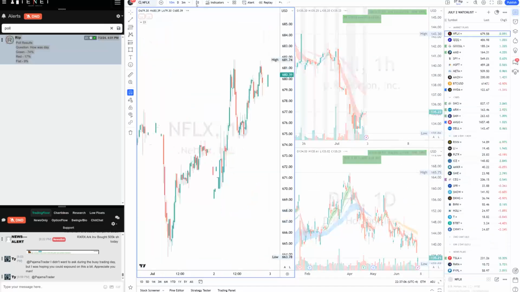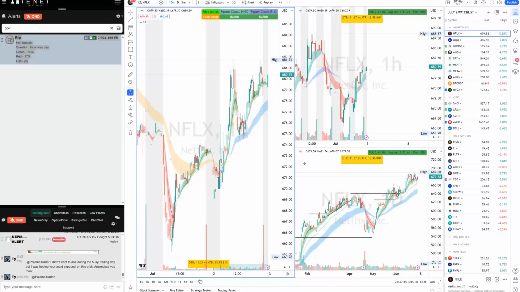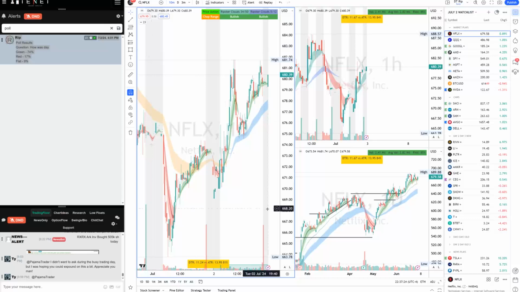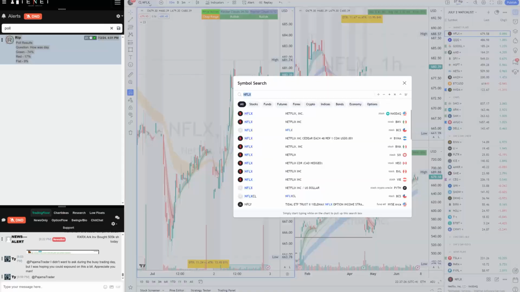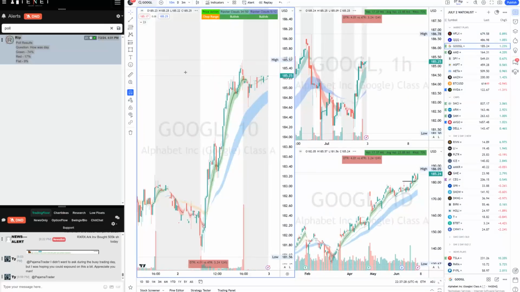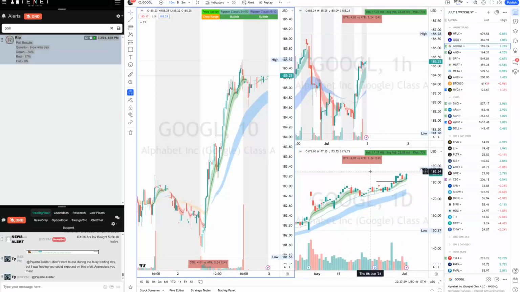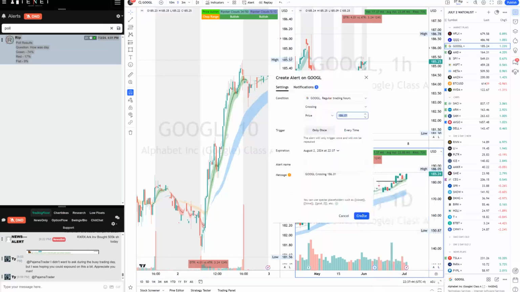There were other setups. Netflix was good long over our pivots. You can see that once it broke 675, 682s, it was off to the races, right? Then we had Google breakout over our levels. So you could trade anything, right? When the market is bullish, you could trade anything. Google was over 183.29, 185. So Google was a very strong setup. This Google is actually set up for a nice breakout here as well, right?